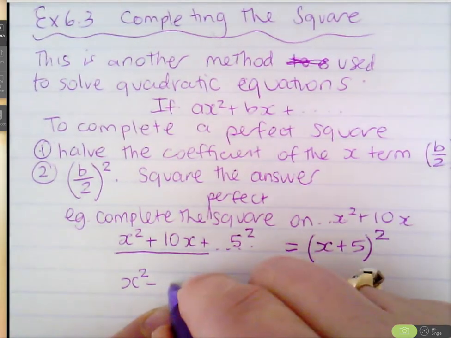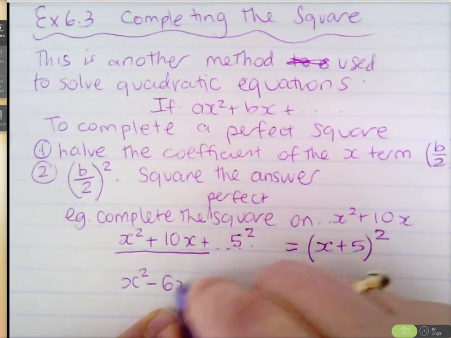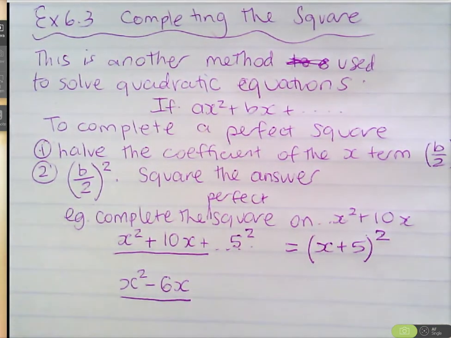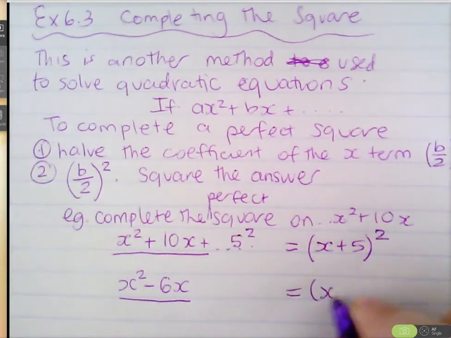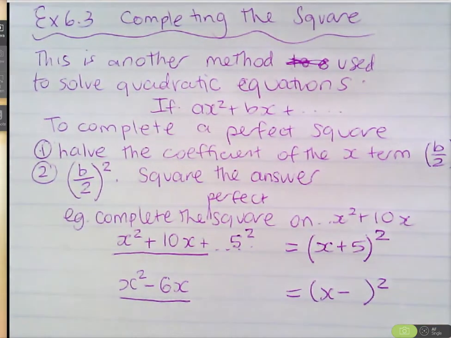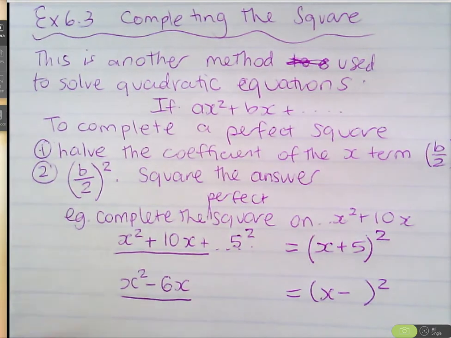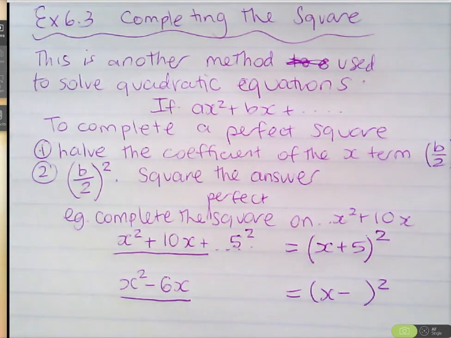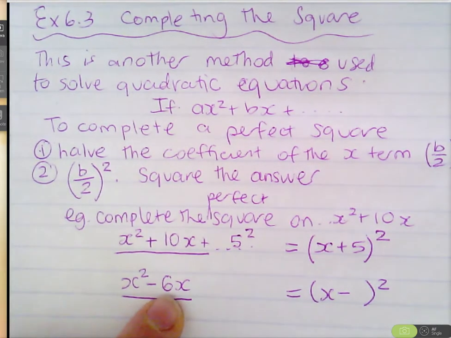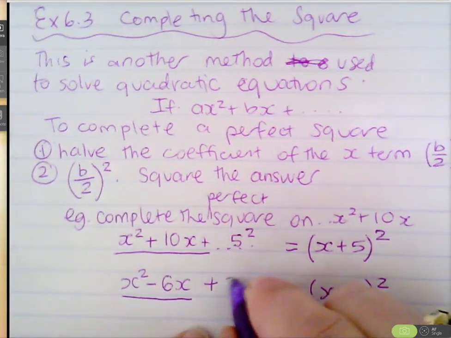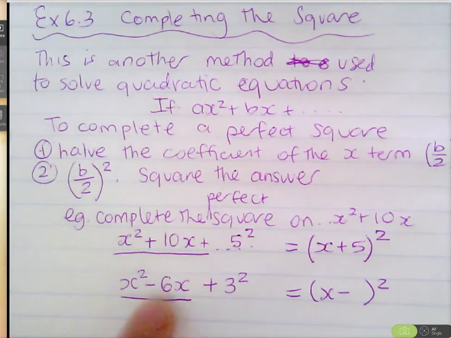You might get ones with negatives here. So I might ask you to complete the perfect square on that. It doesn't matter that that's a minus, because it'll be x minus something squared if I want to complete the square. So halve the b. It doesn't say halve the negative b. It says halve the b. Doesn't matter if the b has a minus in front of it or not. You just want to halve the b, so half of 6 is 3, and then square the answer. So you add 3 squared, which is 9.